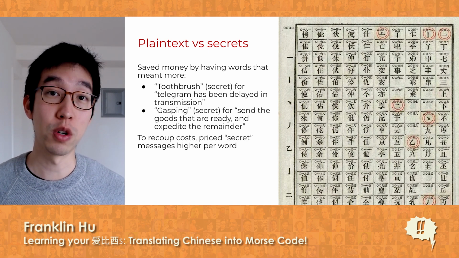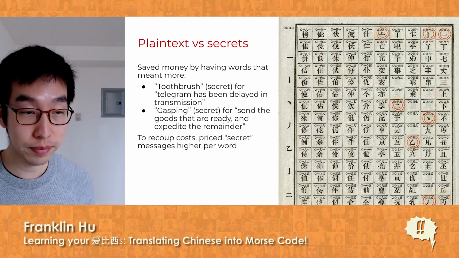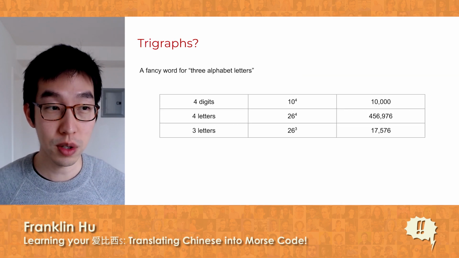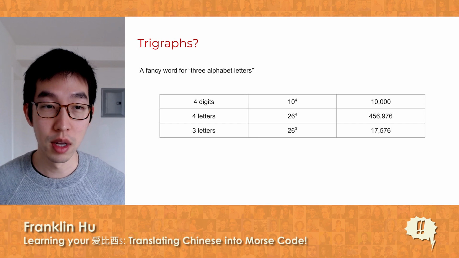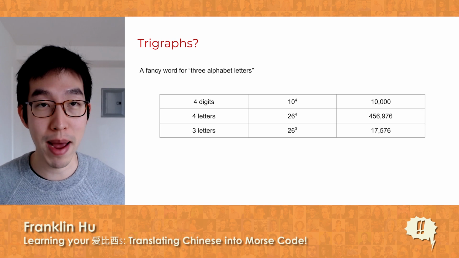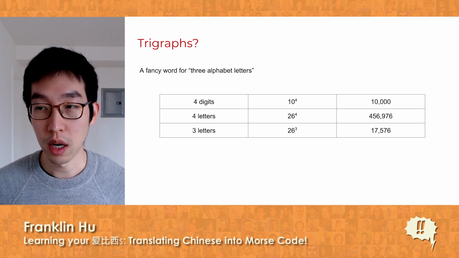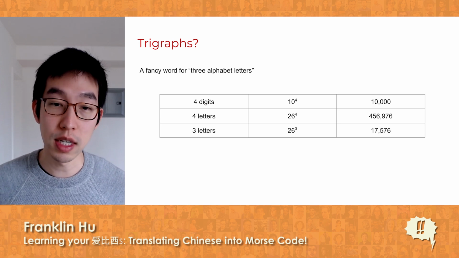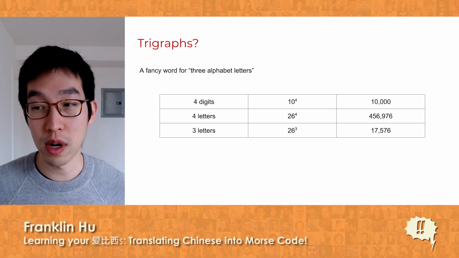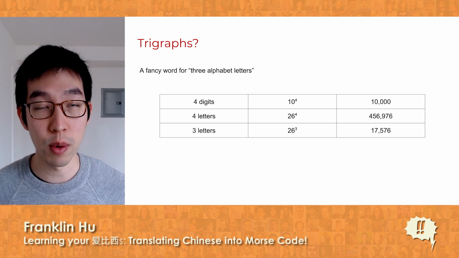There were a bunch of different ways that people tried to improve on this, and I'm going to dive into one which is referred to as trigraphs. A trigraph is basically just a fancy word for 3 alphabet letters. As we noticed before, digits are pretty long in Morse code, but letters are much shorter. So if we were able to map each Chinese character to a sequence of letters, that would be a lot faster. And we can actually do better because we don't need nearly as many letters. We actually only need 3, which gives us more than enough space to represent all the characters that we want.